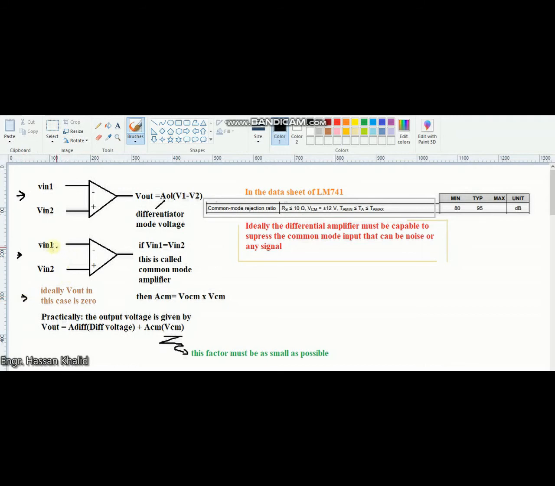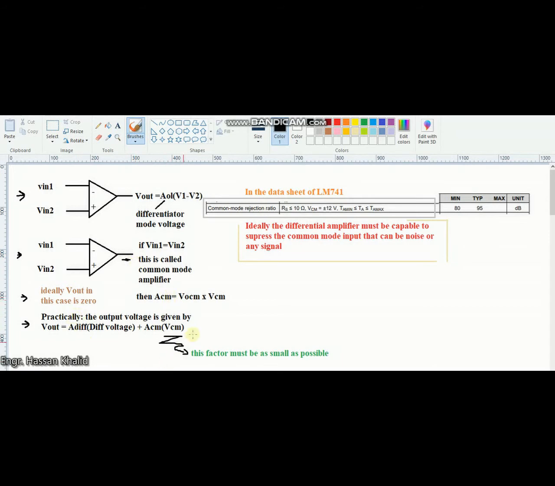Because both of these inputs are the same, that means Vin1 and Vin2 are the same, then it is also called the common mode amplifier, and since the difference becomes 0, the output should also become 0. However, in practical cases there is some output voltage appearing that is very small, but it usually appears. So practically, whenever we are using the output equation for this common mode amplifier, it is equal to the differential gain multiplied by the difference of the voltage plus the common mode gain multiplied with the common mode voltage, whatever is appearing over here.